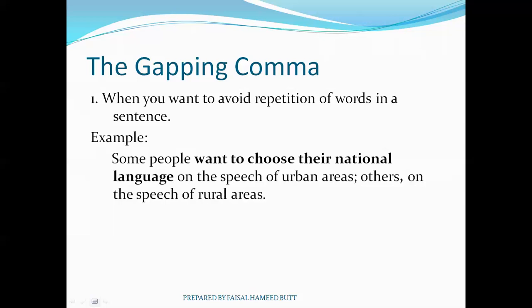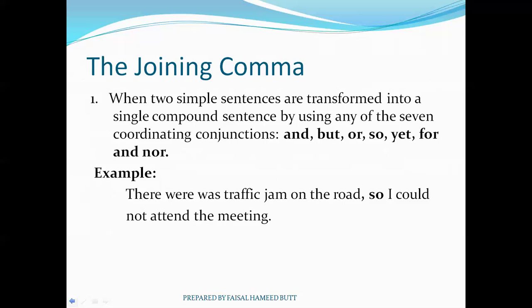So "want to choose their national language" is going to be repeated again. So instead of writing this whole list of words, want to choose their national language, what we have done is omit those words and put a comma there, right? So that was the second kind, right? Now, till now we have done two kinds. Number one was the listing comma, and the second one was the gapping comma.